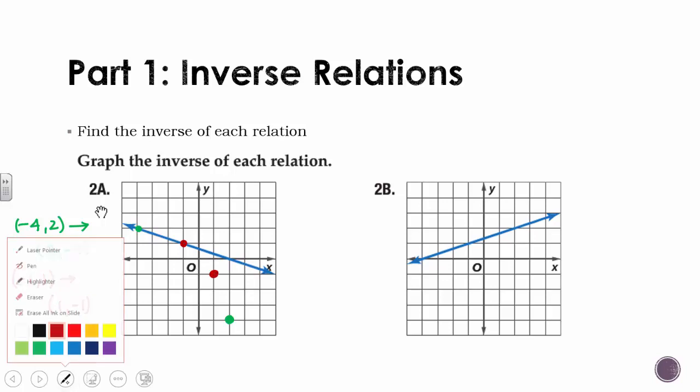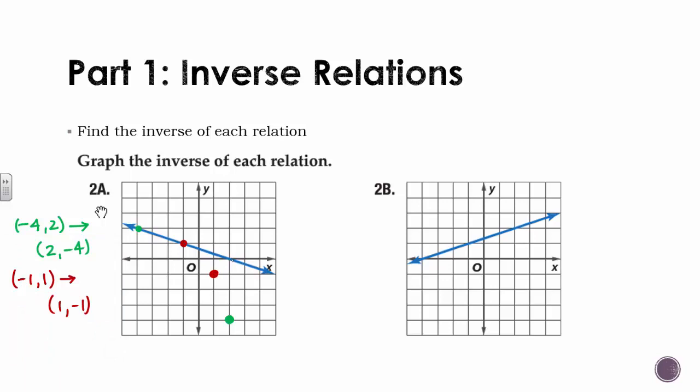Let's try another color. This point right here is at 2, 0. So my inverse would be 0, 2, right here. And that looks about good. We can see that my inverse line is just connecting these 3 dots right here. This is the inverse relation. That guy right there.